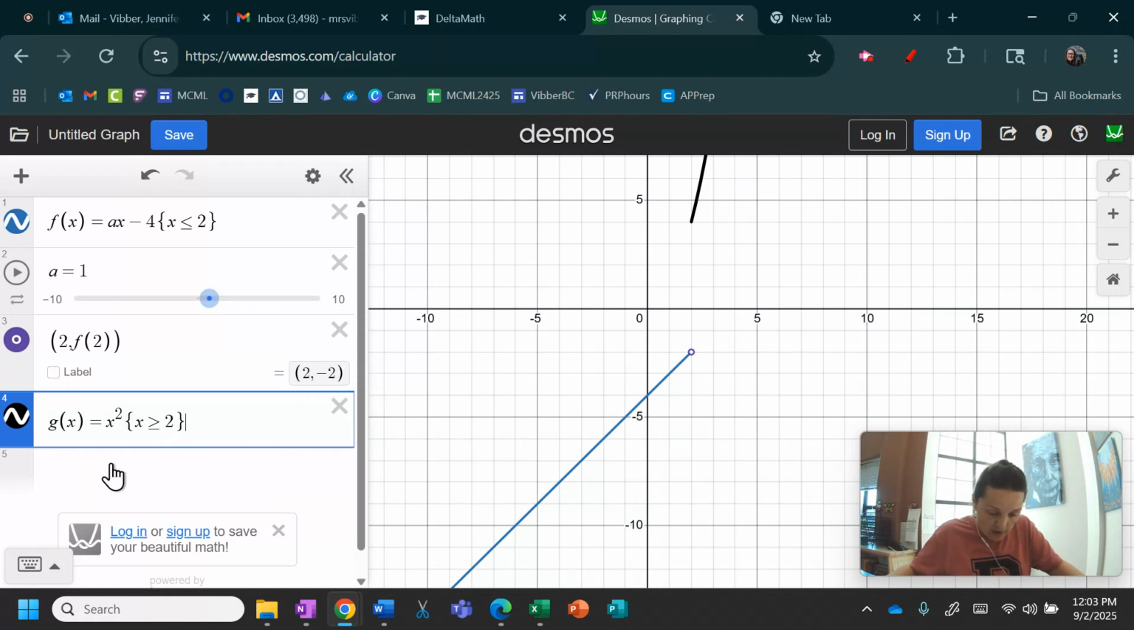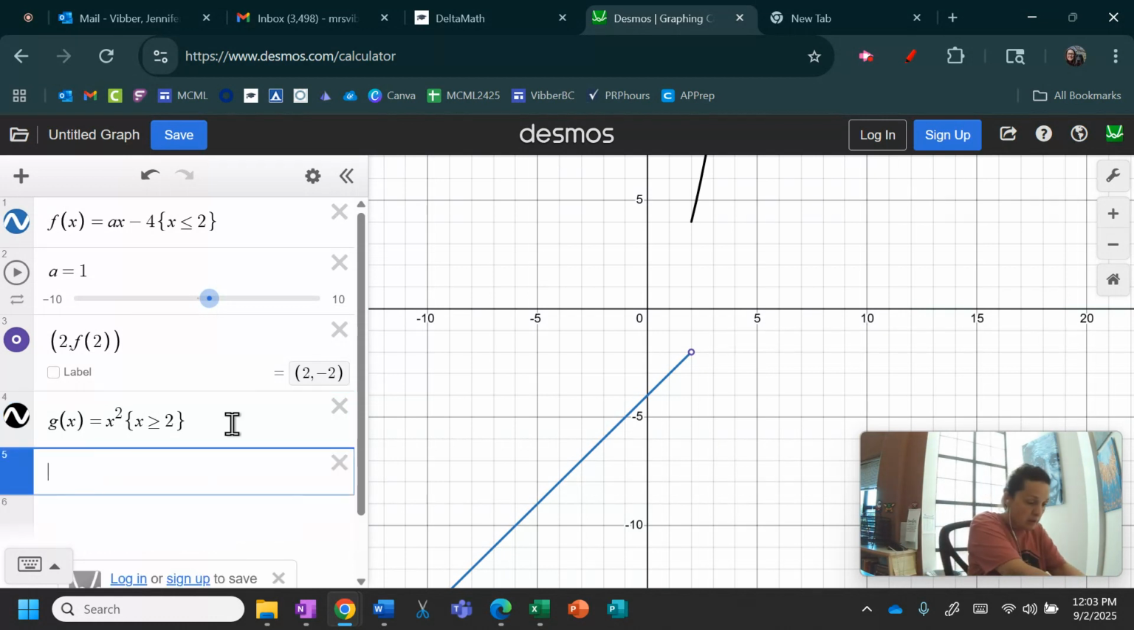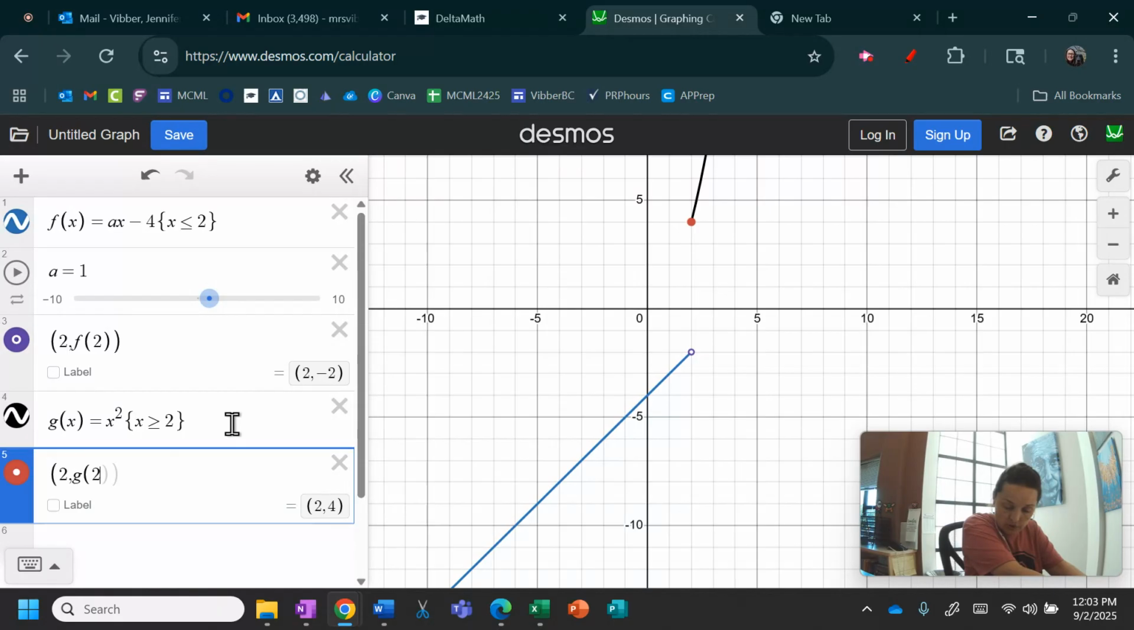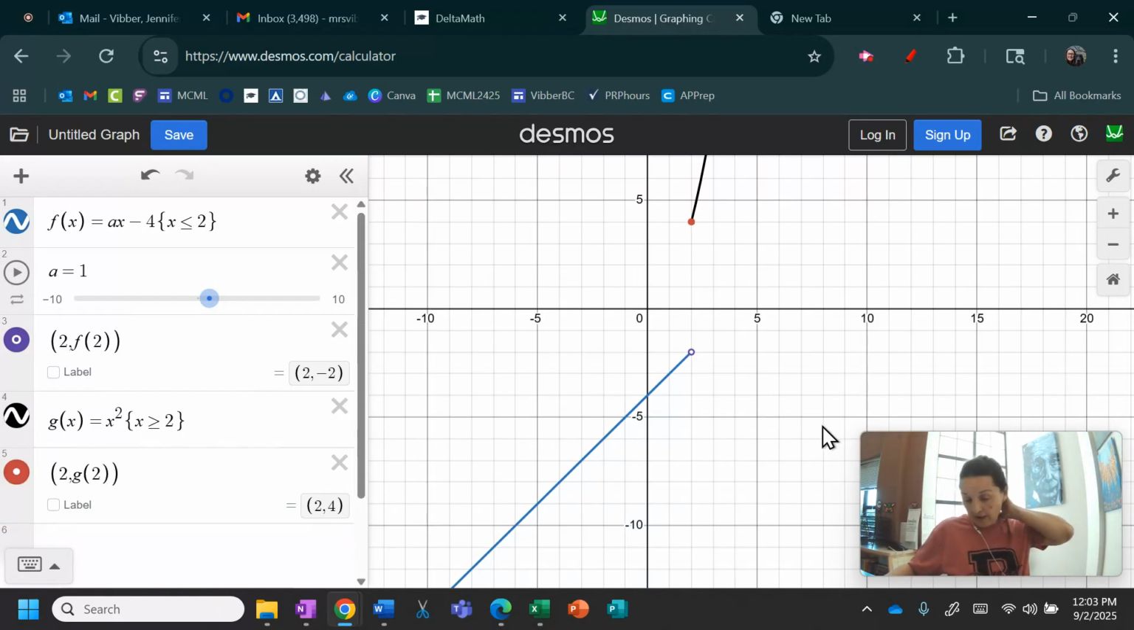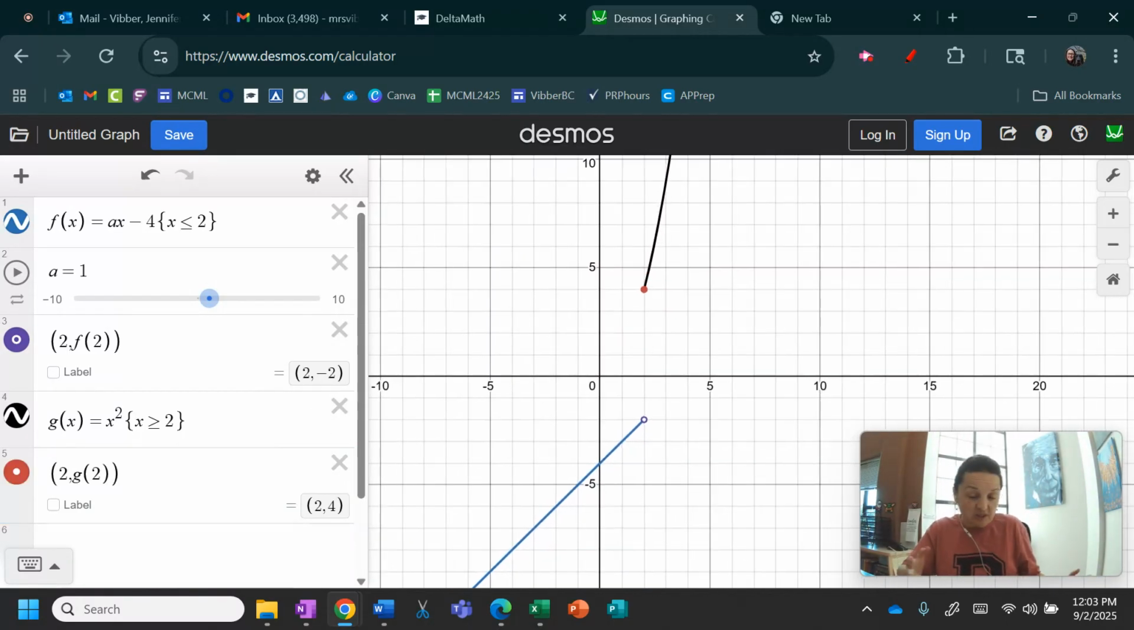So there's that. And then this is going to be 2g of 2. And there's a dot on that one. So if we look at this, it's not continuous right now. The question says, find an a that makes it continuous. Watch this. This is really cool. Ready? Whoop. So I want to figure out what is that a value that's going to connect the dots. Well, it looks like it's a equals 4.